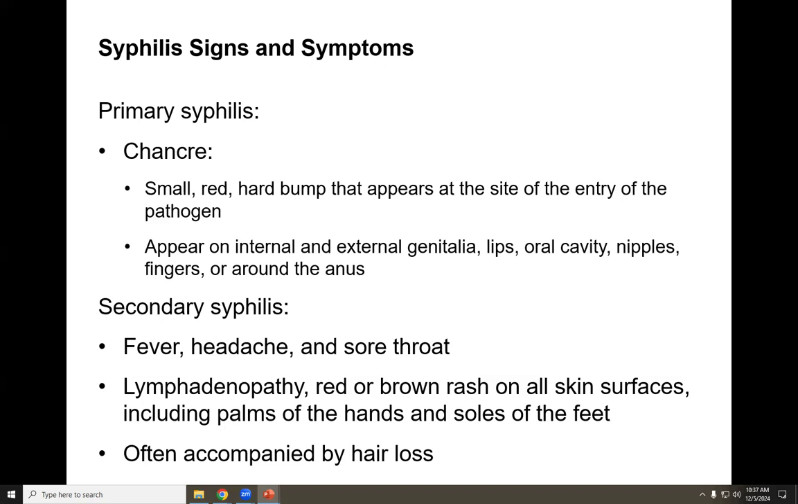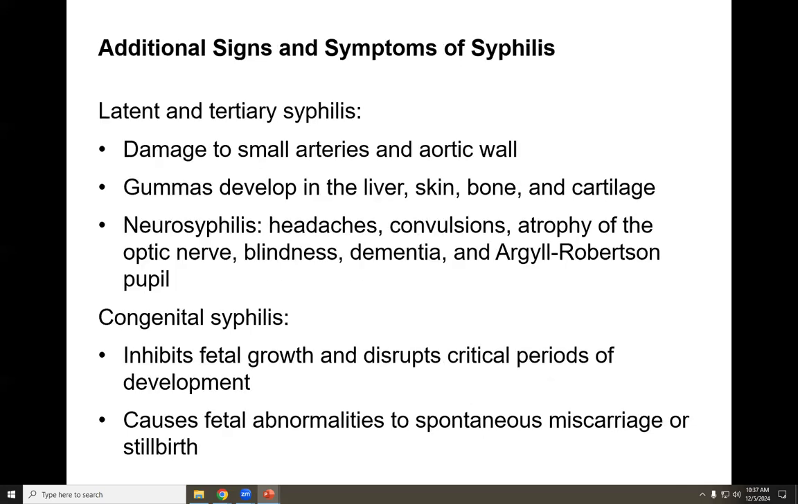Once secondary syphilis sets in, people are more likely to seek treatment, because you start feeling sick, you have lymphadenopathy, swollen lymph nodes, sore throat, fever, and just feeling sick. But now you're also getting a rash. It's a brownish rash that you'll get especially on your palms, the soles of your feet, and the trunk of the body, and that is pretty characteristic of the disease. You'll have mucus patches in the mouth and hair loss as well.